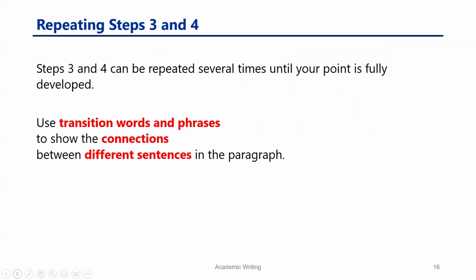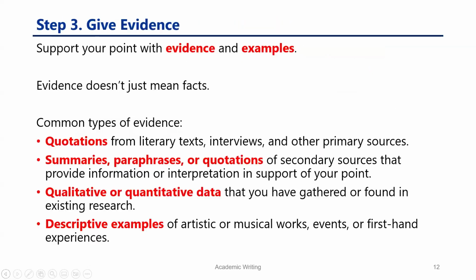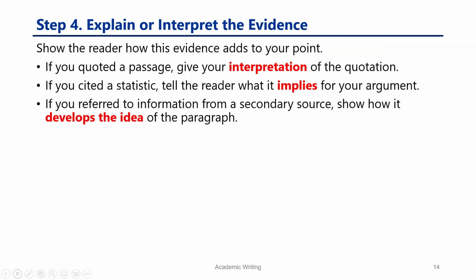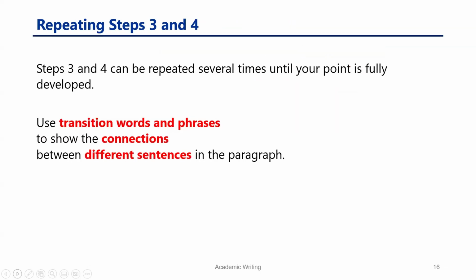Now, those steps 3 and 4, you can repeat those several times. Let's go back. Step 3 is giving evidence. Step 4 is explaining or interpreting the evidence. So within a paragraph, you can do those 2 steps several times until your point is fully developed. Use transition words and phrases between these ideas to show the connections between different sentences in the paragraph.